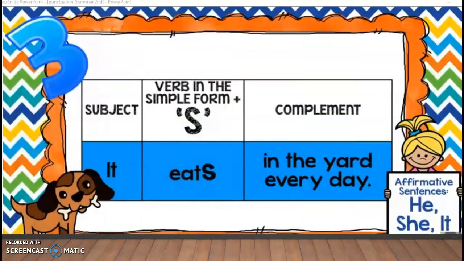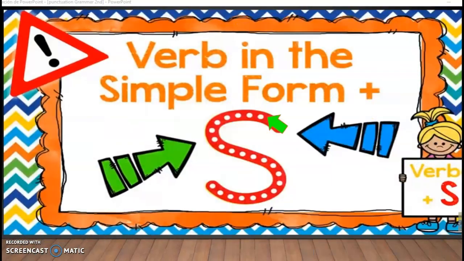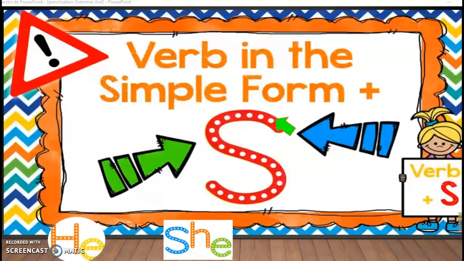The subject is it. It eats with a magic S in the yard every day. It eats in the yard. Don't forget to add a magic S with subjects he, she, and it.